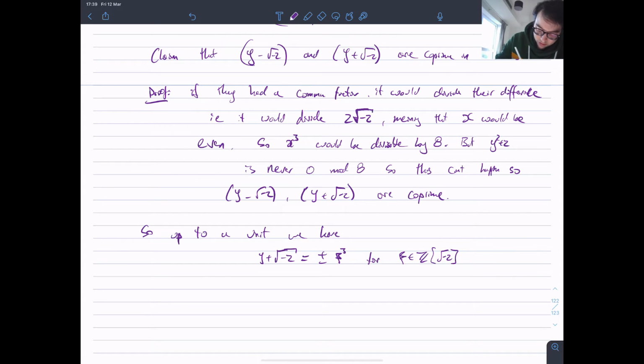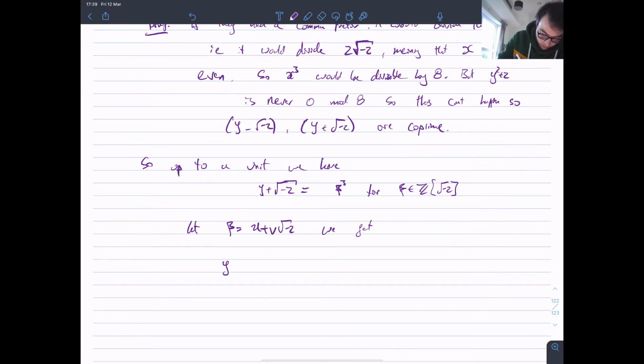Right, in a UFD, this is what has to happen. Because minus 1 is a cube, I can absorb this minus 1 into my beta. So I might as well just assume it's some element like this. So if I let beta be some random element, so if I let it be u plus v times the square root of minus 2, what do we get if I just plug this in?